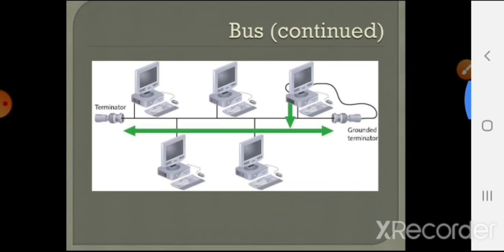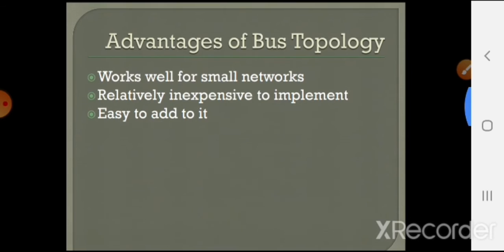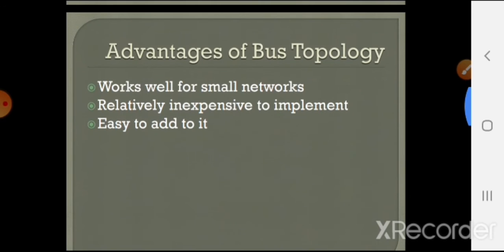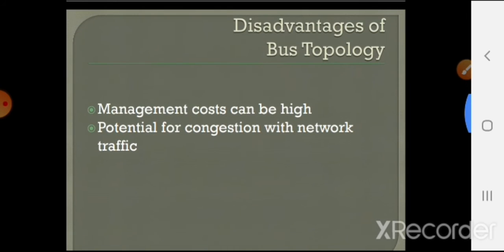This is the diagram that we have discussed earlier. So what are the advantages? It works well for smaller networks, but it is not recommended for larger networks. As we have discussed, it is cheap, and it is easy to add new computers to the network. But what are the disadvantages?